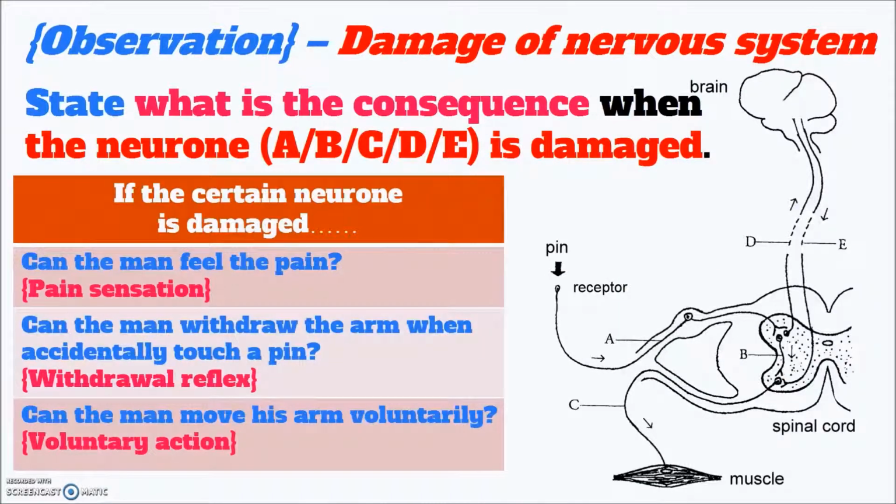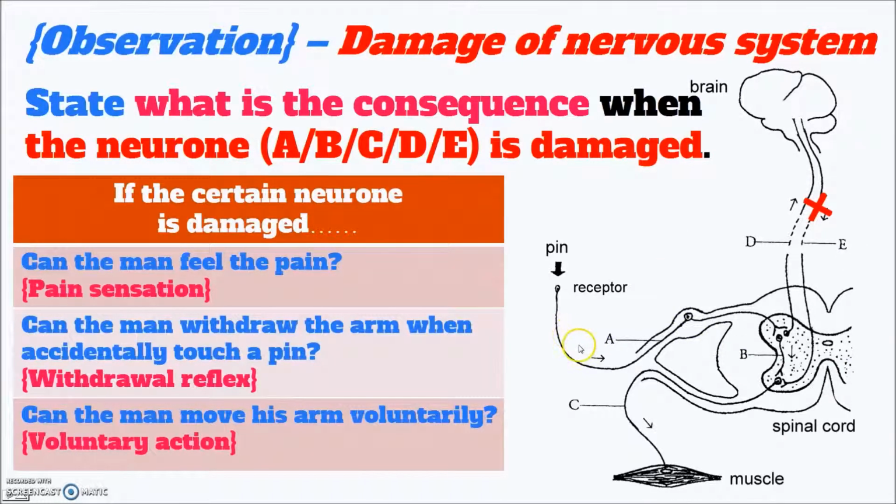In this part, apart from the damage of the spinal cord, we expand the idea a bit more to the damage of the nervous system. Then we are going to study what will be the consequence when the neurons A, B, C, D, E are damaged. Neurons A, B, C, D, E can be damaged in a certain way. So at least we need to know what A, B, C, D, E are.